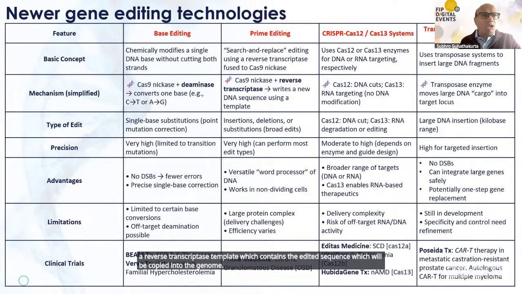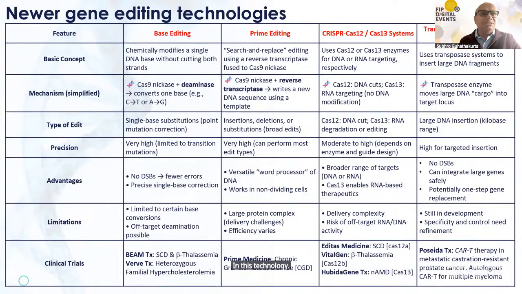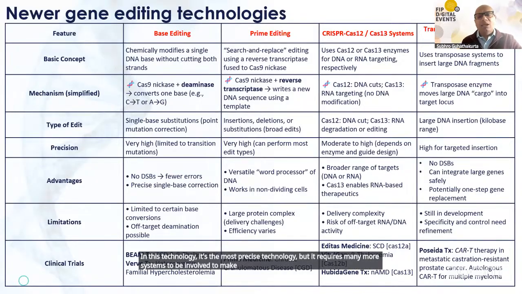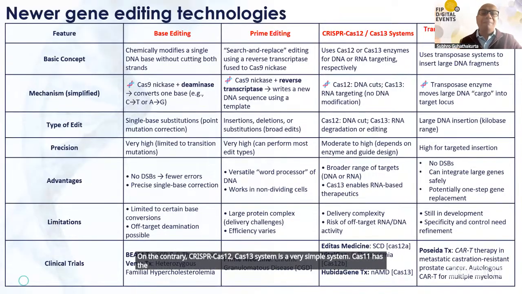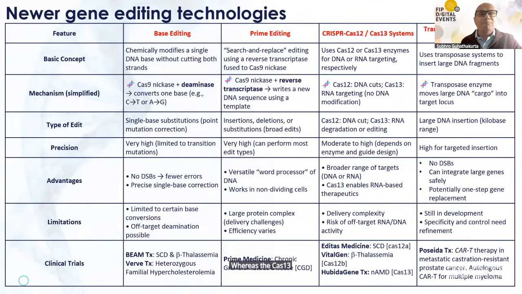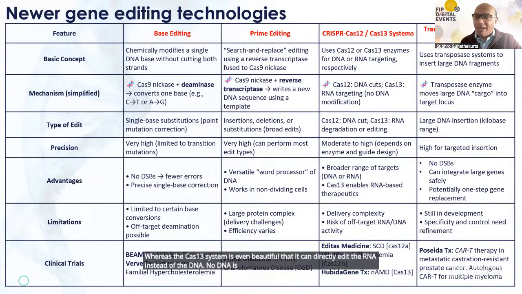This is the most precise technology, but it requires many more systems to be involved to make the editing. On the contrary, the CRISPR Cas12 and Cas13 system is a very simple system. Cas12 has an evolved PAM sequence. It doesn't depend on the NGG PAM sequence. Whereas the Cas13 system is even more beautiful in that it can directly edit the RNA instead of the DNA. No DNA is required for the editing.